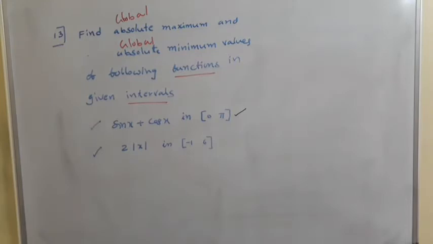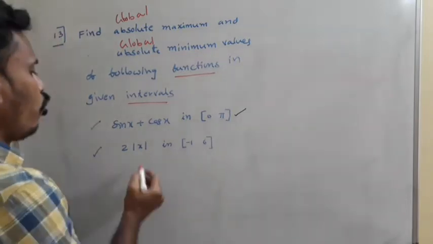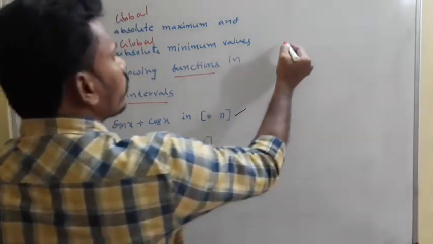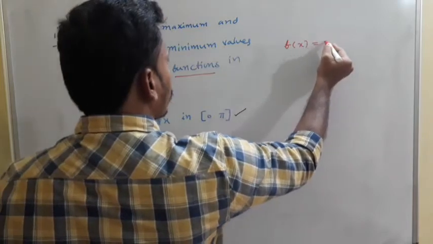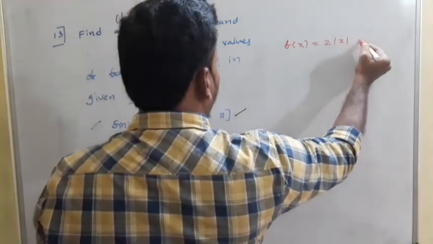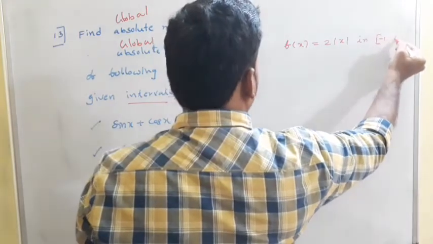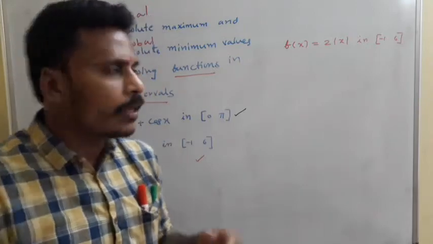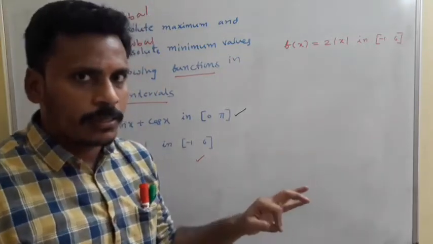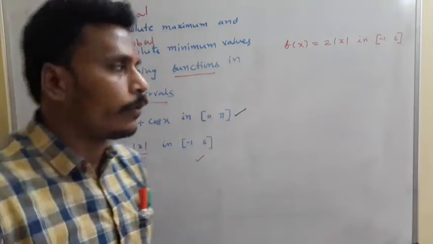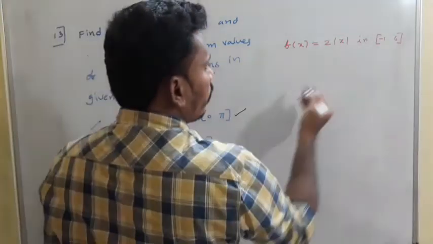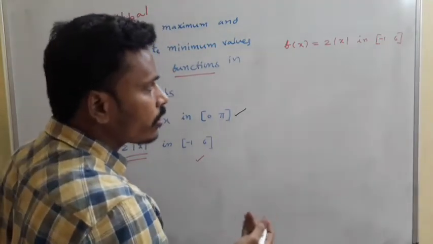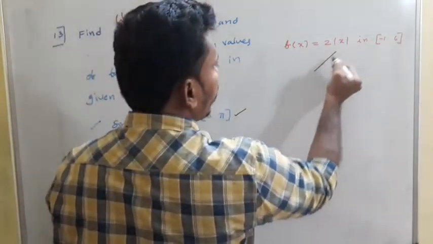So, the first problem is clear, and coming to the next one, we need to find the global maxima and global minimum for 2 mod x in the interval minus 1 to 6. The given function is f of x equals 2 modulus of x in the interval minus 1 to 6. Mod x is either x or minus x, depending on whether it is positive or negative. So we need to split this. As we know, modulus of x is minus x for negative values of x, and modulus of x is plus x for positive values of x. I need to split it like this.